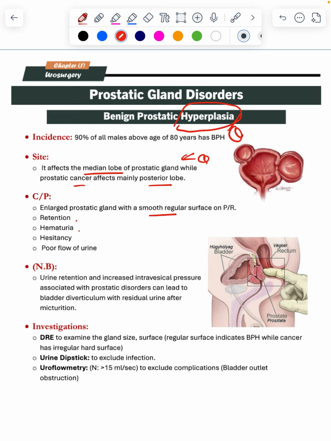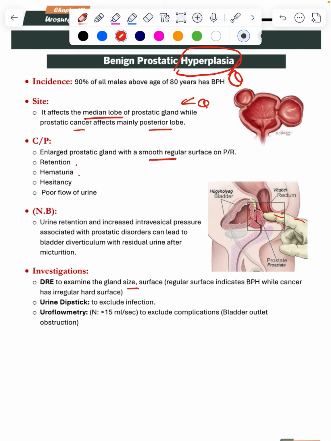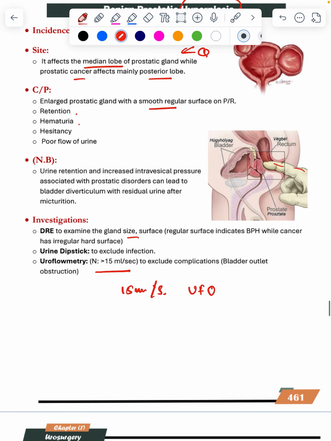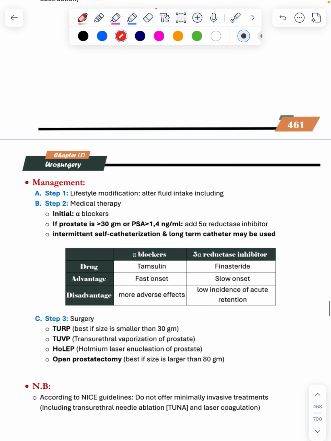On palpation, it is smooth. In benign hyperplasia there can be retention, hematuria, hesitancy. Intravesical pressure increases, and prostate disorder can lead to bladder diverticulum. Per rectal examination, digital rectal examination, gives the size of the prostate. Uroflowmetry shows flow reduced to less than 15 ml per second, and excludes bladder outlet obstruction.